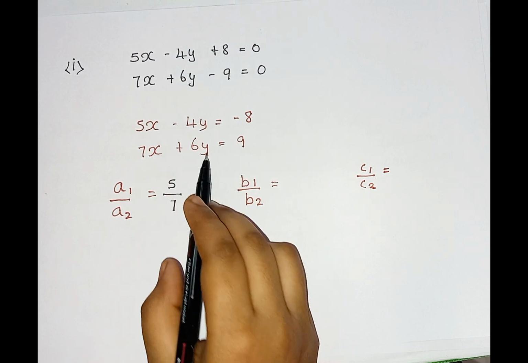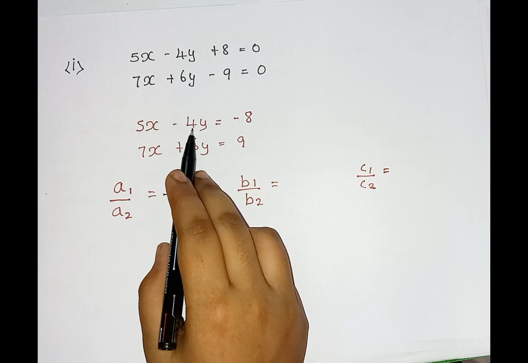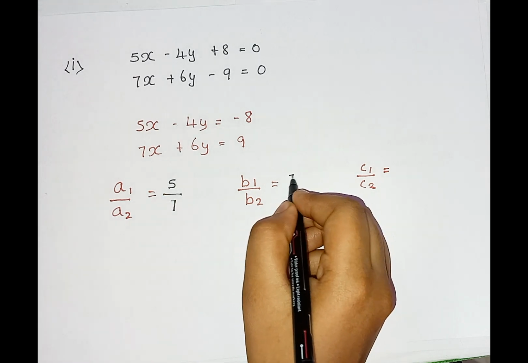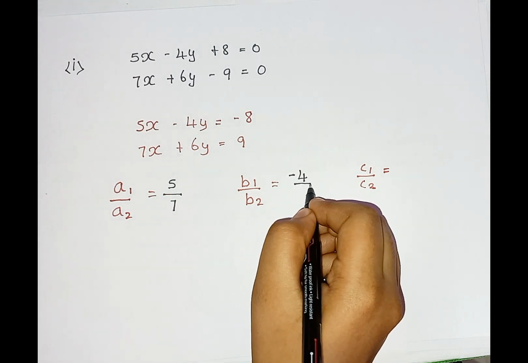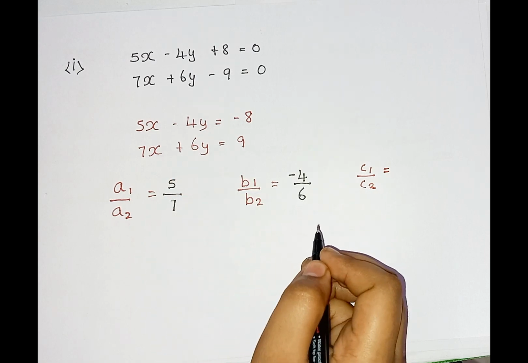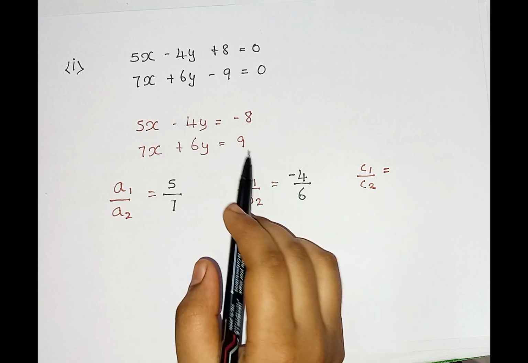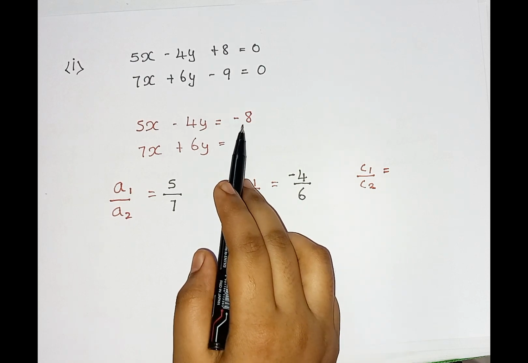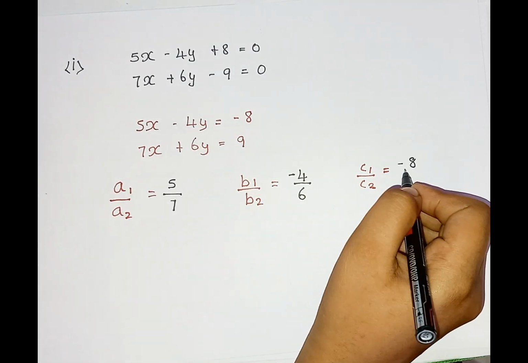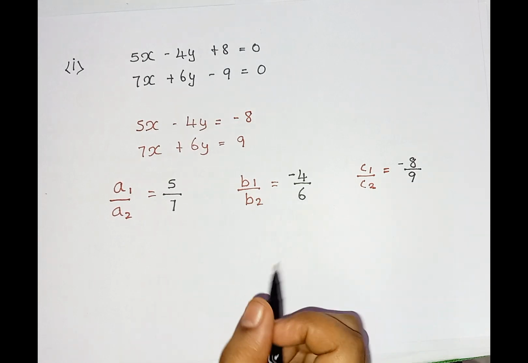Next we have minus 4y and plus 6y. What is the coefficient? The coefficient is 4, and even the minus is important. So the b1 value is minus 4 divided by, and here we have 6, the coefficient, so 6. And next we have c1 divided by c2, that is the constant term. Here the constant terms are minus 8 and 9, so minus 8 divided by 9. Now we got three values.